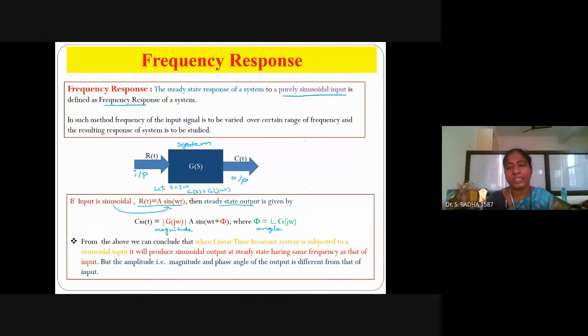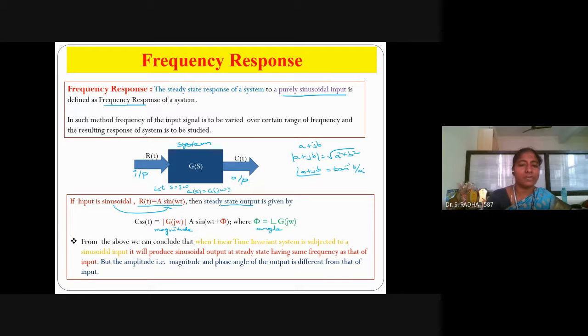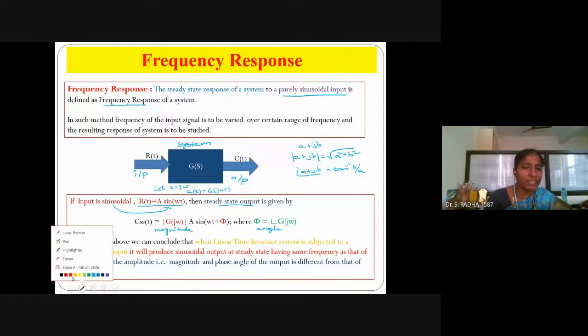Okay. For example, if you are having a plus jb, the magnitude of a plus jb is nothing but square root of a square plus b square. And then the phase angle of a plus jb is nothing but tan inverse imaginary by real. So this is about the magnitude and the phase angle.